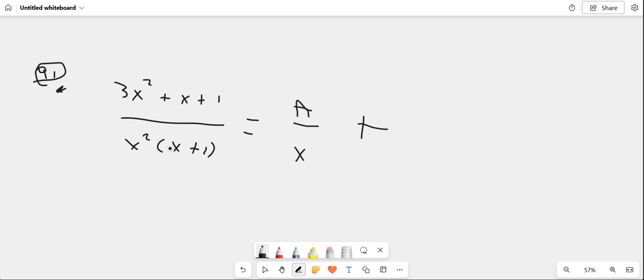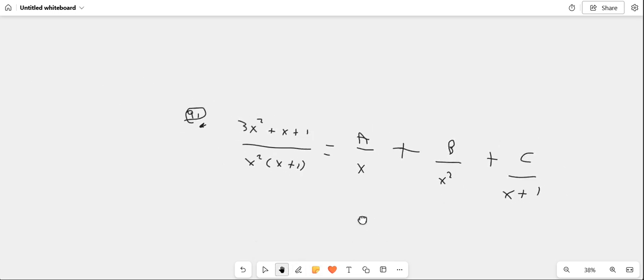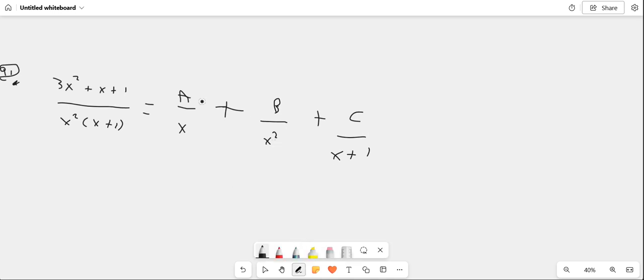But what you do is you basically write the terms, so just x, you write a over x, then you write b over the full repeated term, so b over x squared. So let's say that was x plus 2 squared, you would write a over x plus 2, plus b over x plus 2 squared, you get it? And then plus c over the final term, which is x plus 1. Alright, calm. And now do the cross multiplication thing again.